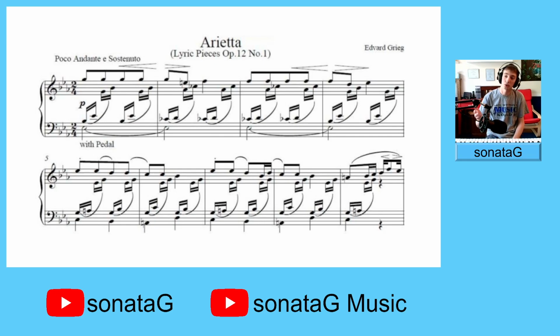But, for example, something that would be in 3, Zelda's Lullaby. 1, 2, 3. 1, 2, 3. Like that. That would be something that's in 3, for example.